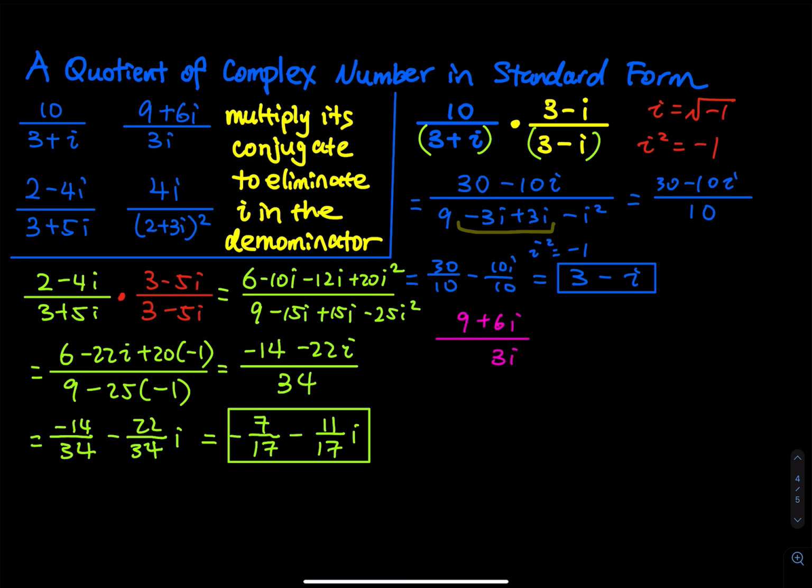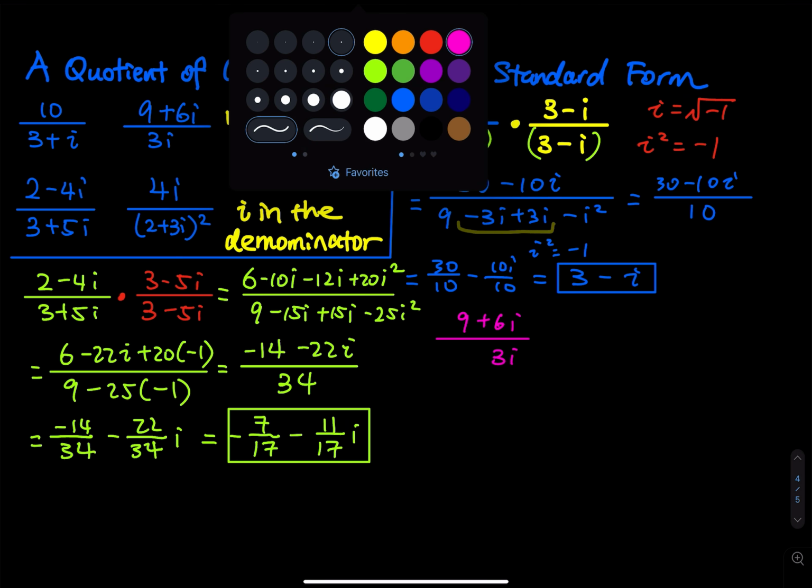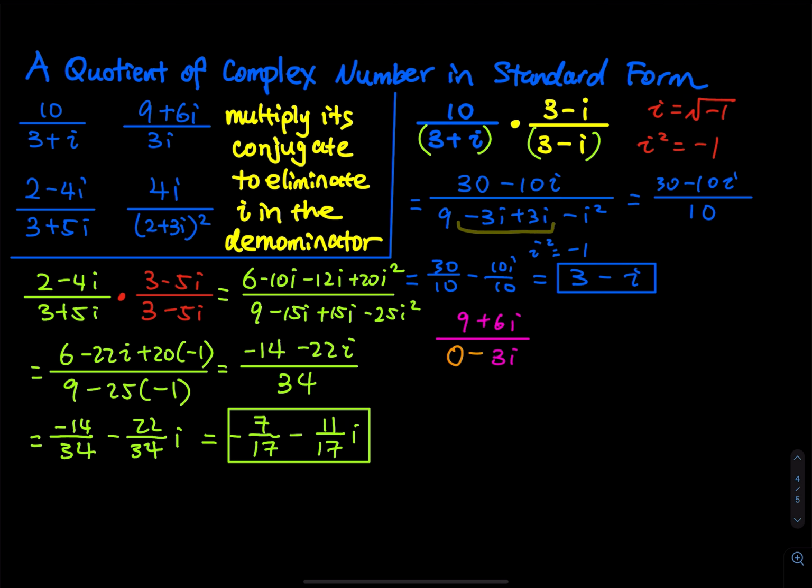So there is no real number, right? You can add a real number to it. So let's say you do that, 0 plus 3i. So now you have a plus bi. So now you have a standard form.